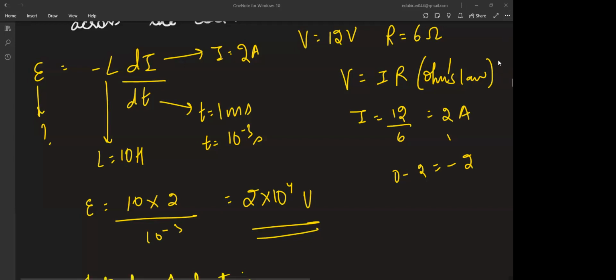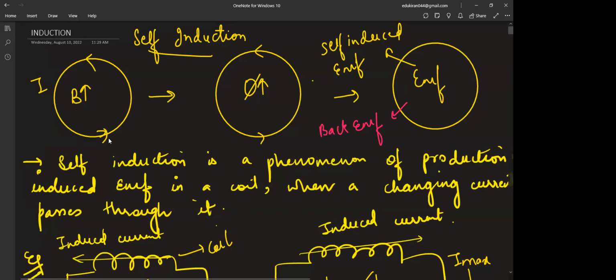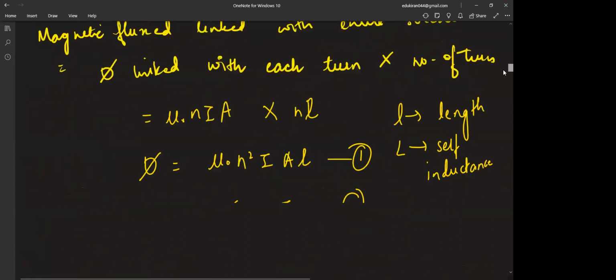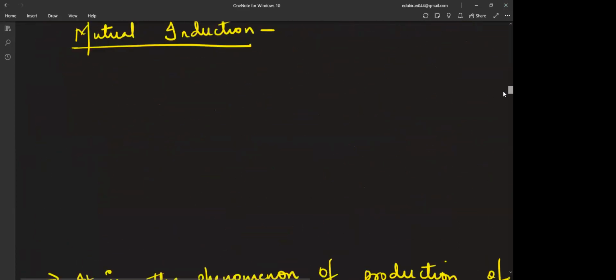Next topic is mutual induction. Self-induction was within the same coil, we were having the changes. Magnetic field was increasing, magnetic flux was increasing, and then EMF was generated within the same coil. Now, if there are two different coils, because of change in one coil, there is EMF induced in the second coil. This is what we call mutual induction. That is the basic difference.